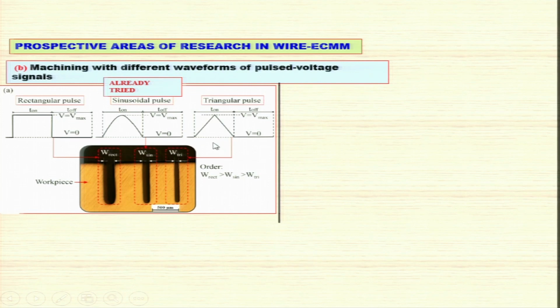Although machining time may be the same, voltage and current may be the same, they are going to affect finally the quality of the machined component. You can see over here, this is with the rectangular pulse, this is with the sinusoidal pulse, and this is with the triangular pulse. So minimum kerf width is obtained with the triangular pulse, and maximum kerf width is obtained from the rectangular pulse in comparison of these three types of pulses. This is already tried by different researchers, especially at IIT Kanpur and some other universities also.